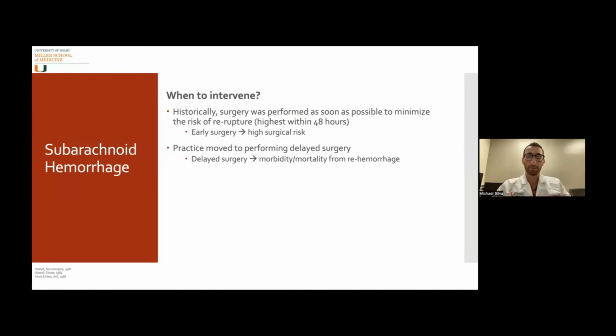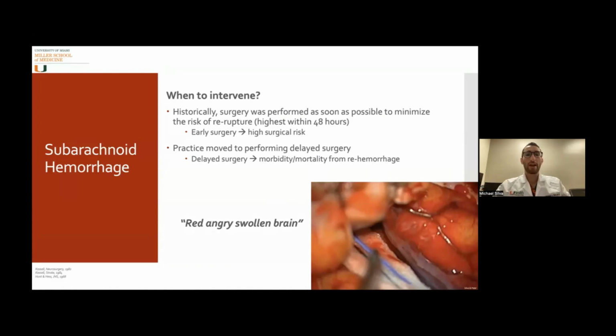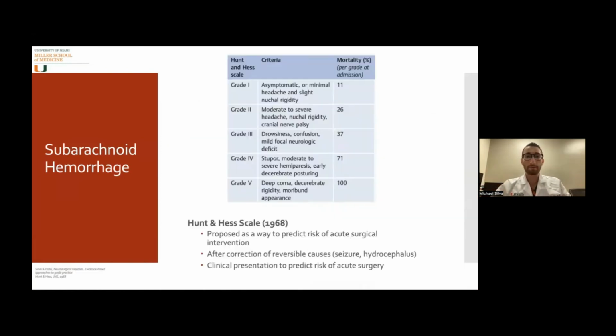most likely to re-rupture. And this is this red, angry, swollen brain that Dr. Hiros talks about, that we've read about. And this is basically the thought, that this is the source of the high surgical risk for early surgery for aneurysms. But it wasn't appreciated until later which patients had the highest surgical risk, were most likely to have this red, angry, swollen brain.